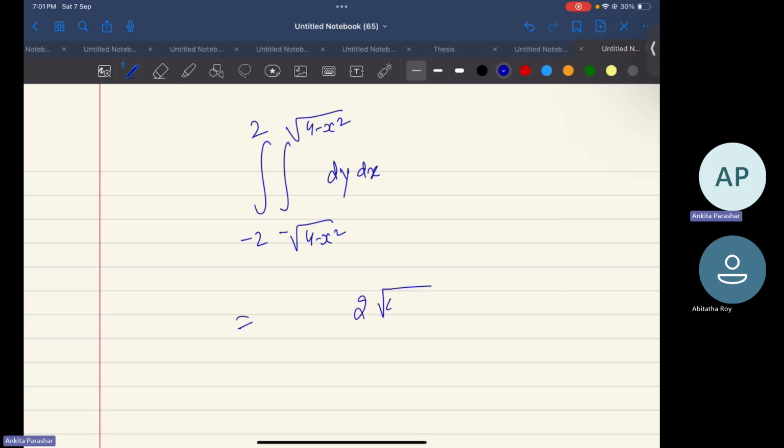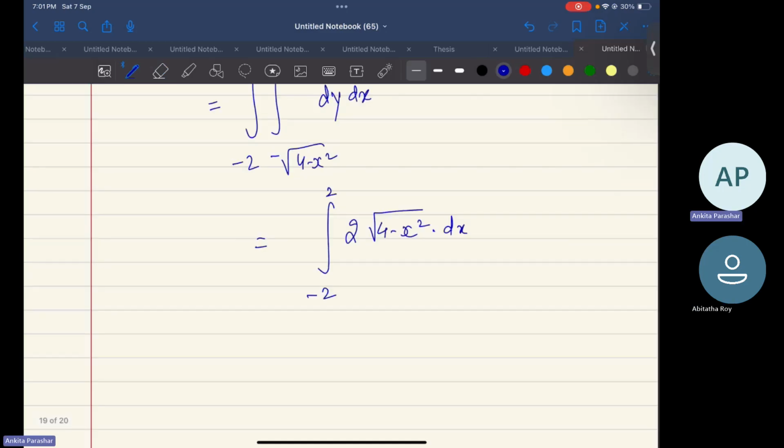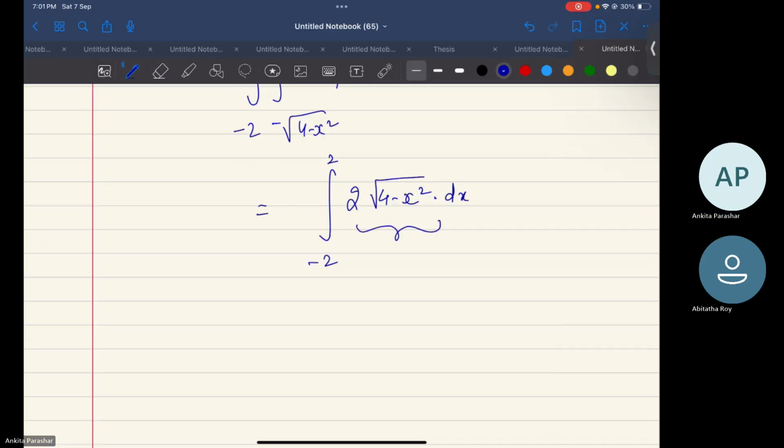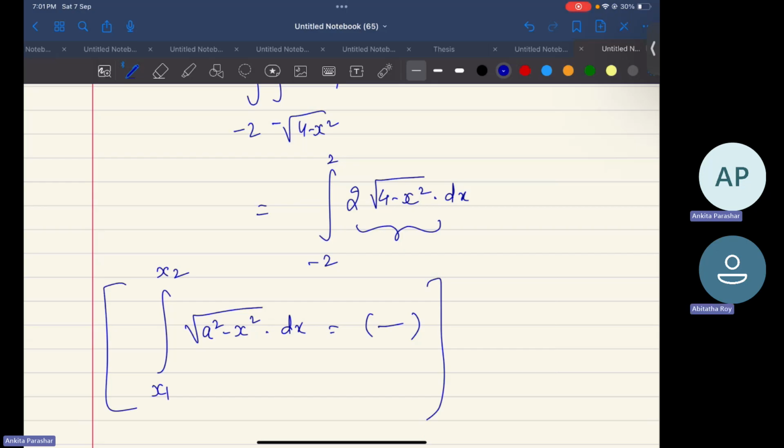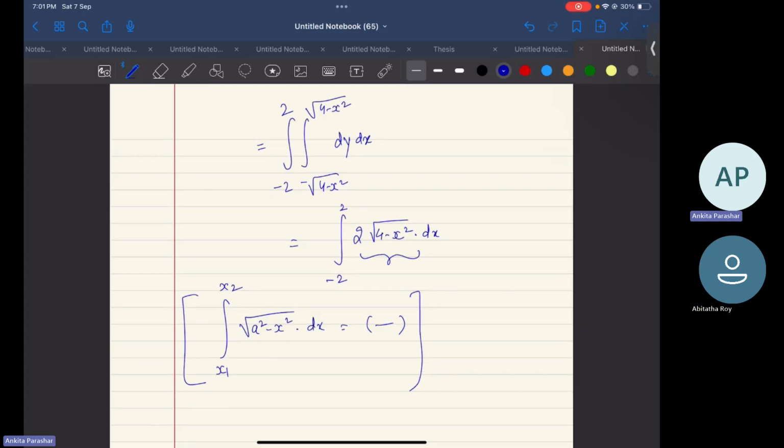Two times the integral of 4 minus x squared dx, from minus 2 to 2. Do you know the formula? I don't know the formula actually for this. There is a formula for the root of a squared minus x squared dx. I don't know that formula. It involves log and all. It involves sine, I think. I am not sure, but you should be able to write it.